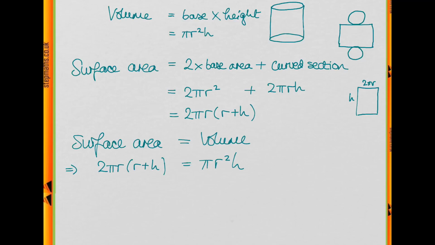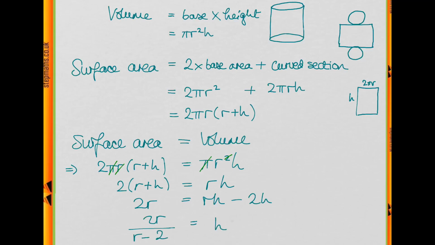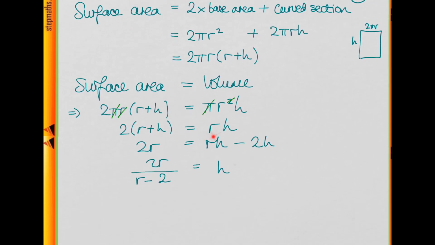Well, the first thing that we can do immediately is cancel some things out. So we have pi and r on both sides, so let's just cancel those now. So we get that 2 lots of (r plus h) is equal to rh. We expand this out and collect the h terms so that we can find h in terms of r. So now we just divide through by r minus 2 because we have a common factor of h over here, and we get h is equal to 2r over r minus 2. So our answer is A.